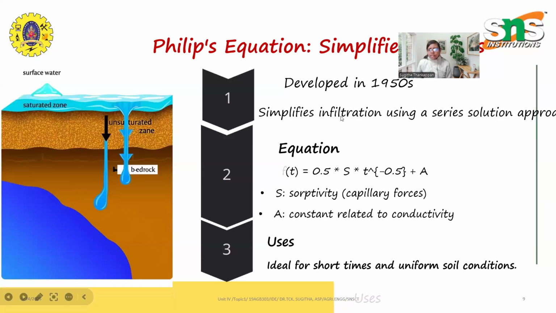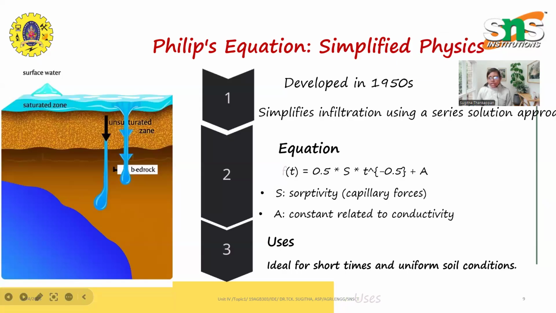Then the third one is the Phillips equation. This is also a simplified physics-based model which was developed in the 1950s. It simplifies infiltration using a series of parameters, and the equation goes like this: f of t is equal to 0.5 into S into t power minus 0.5 plus A, where S is the sorptivity, that is the capillary forces.